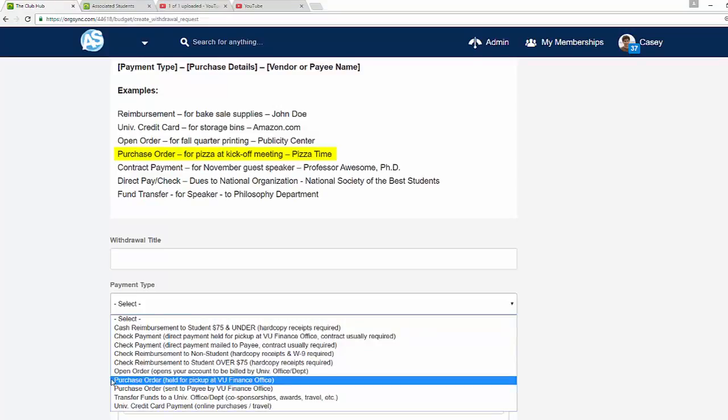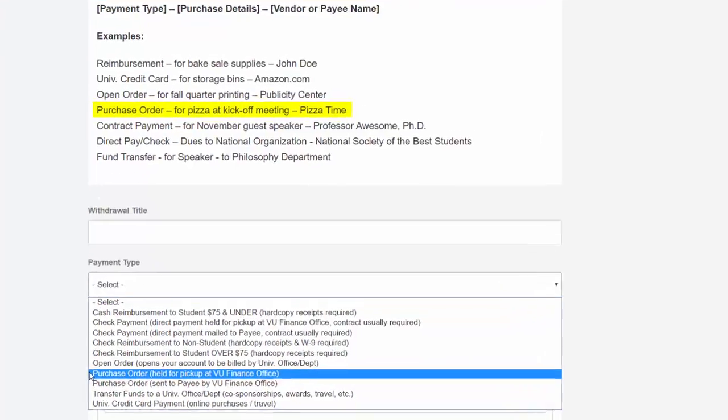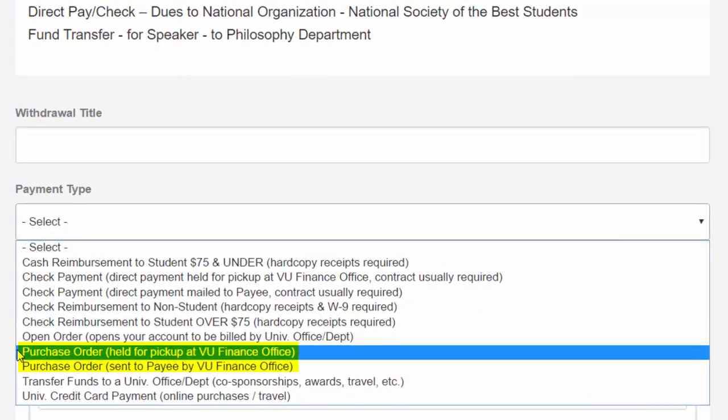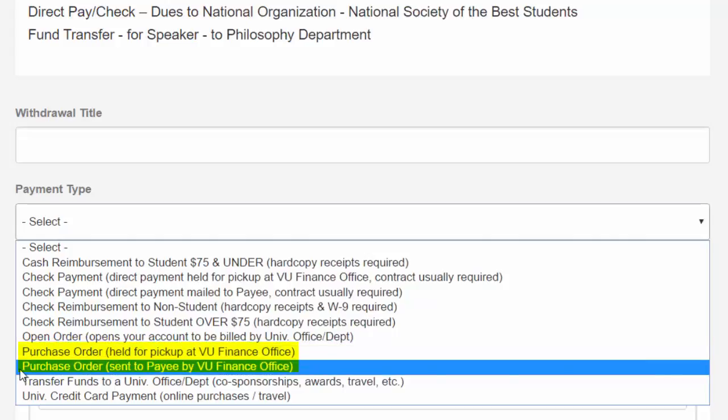A purchase order is a guarantee from Western to pay a business once that business invoices Western for the final amount. These are pieces of paper that are printed at the finance office here on the 5th floor in the Viking Union and either given to the student coordinator from the club to be delivered to the business by hand, or the purchase order may be sent to a payee by the finance office if perhaps that vendor is out of town or likes to accept purchase orders via email or fax.